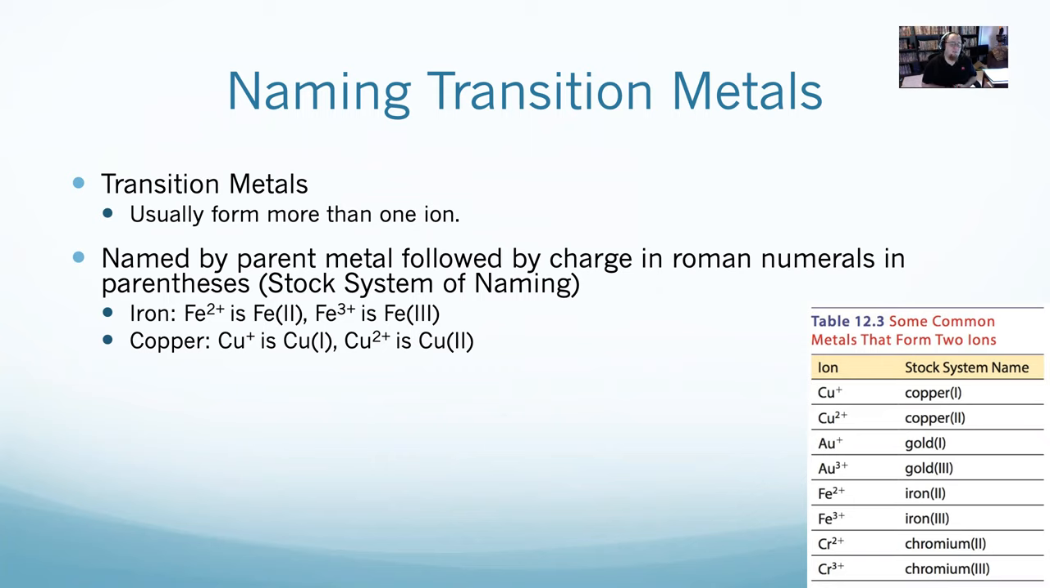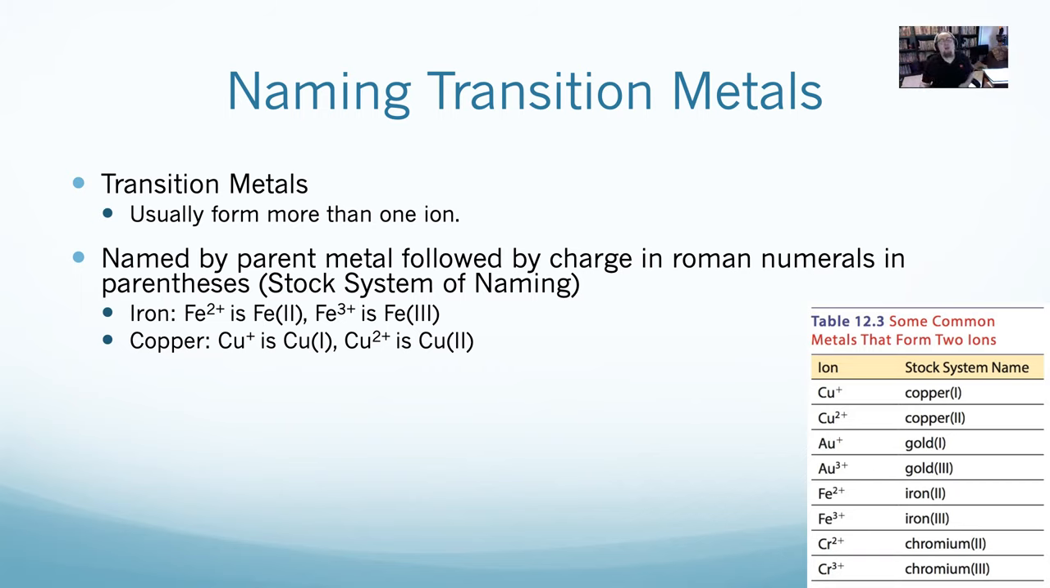And the stock system of naming is if you have a transition metal, when you say the name of the metal, you follow it by the number, by its charge. If you're saying it out loud, you'd say iron with a charge plus 2 is iron 2. Iron with a charge plus 3 is iron 3. For writing it, you include a Roman numeral with its charge. So iron 2 is iron II. Iron 3 is iron III.